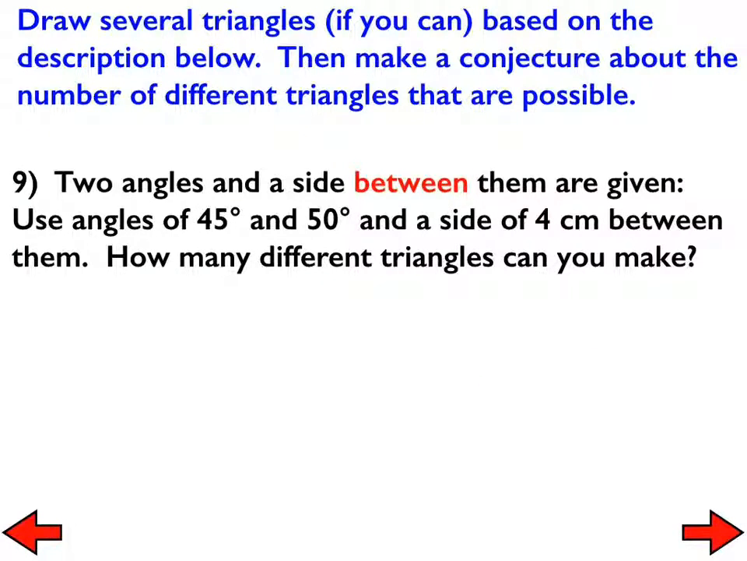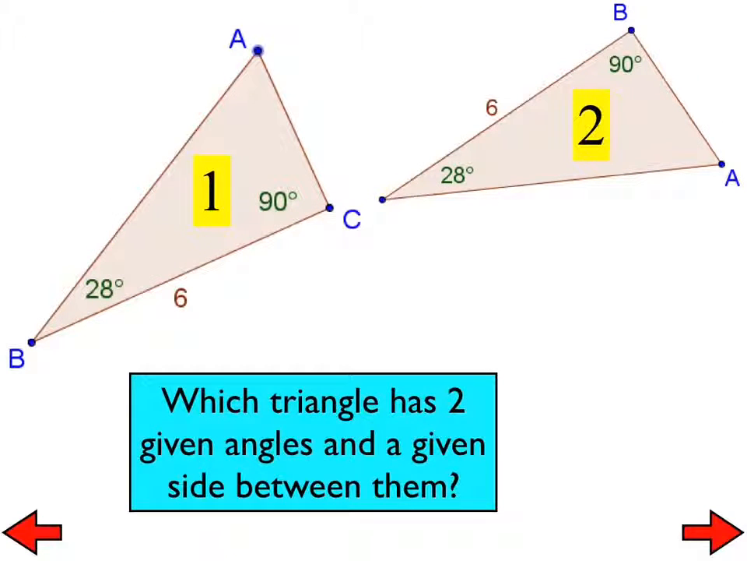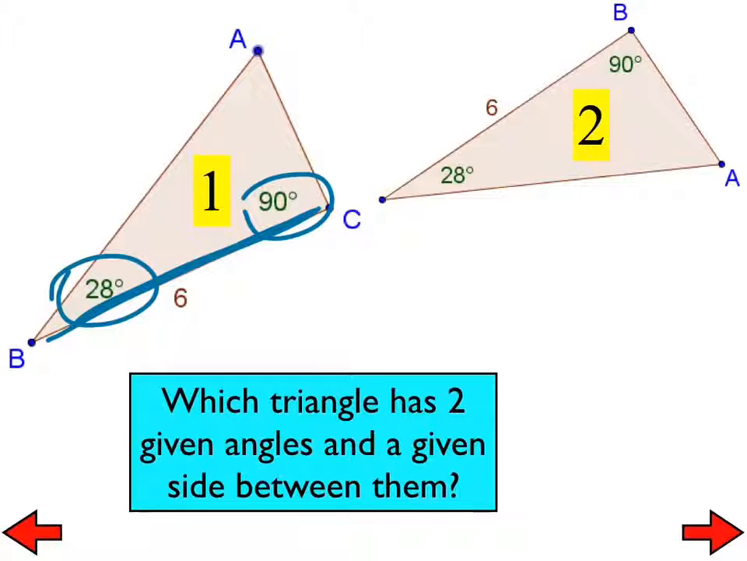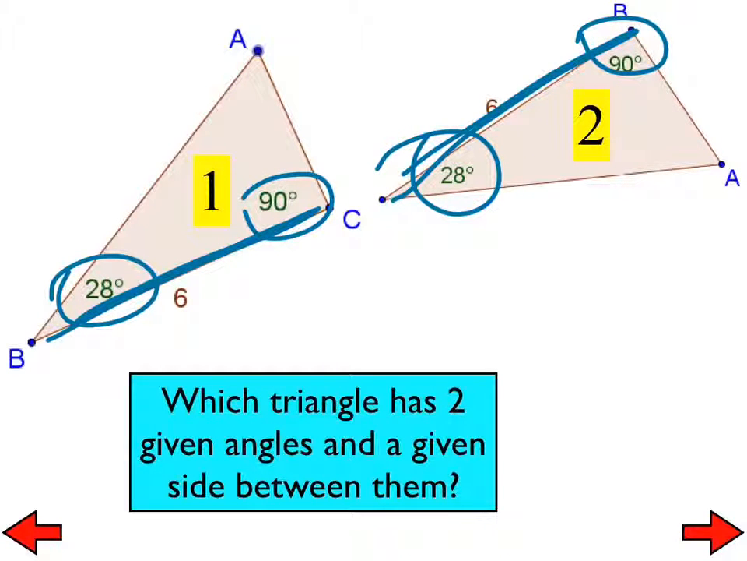Try number 9. I'm giving you angle, and then a side in between them. So go ahead and put your pencils down again. Let me make sure you know what side in between looks like. Triangle 1 or triangle 2? There's 2 angles. Which one has a side in between them? They are actually both of them. This one has a side and the angles are in between. This one has a side, and the angles are in between. If I put the side over here, that's not in between. This will be hanging off to the side.